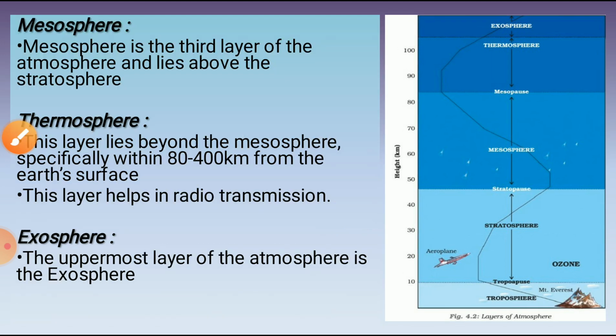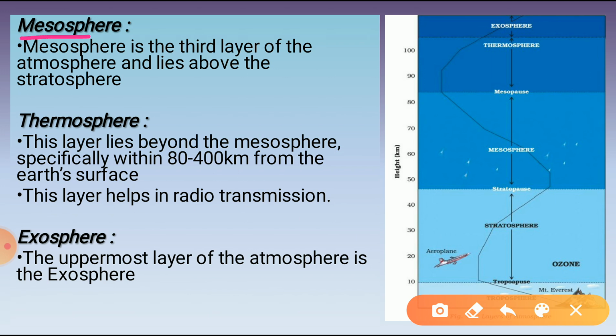Next is mesosphere. So, mesosphere is the third layer extending up to 80 km. The importance of this layer is that it burns the meteoroids entering the atmosphere from space. Next is thermosphere. The thermosphere extends between 80 to 400 km. Ionosphere is a part of this layer. This layer helps in radio transmissions by reflecting the radio waves back to Earth, thus facilitating wireless communication.